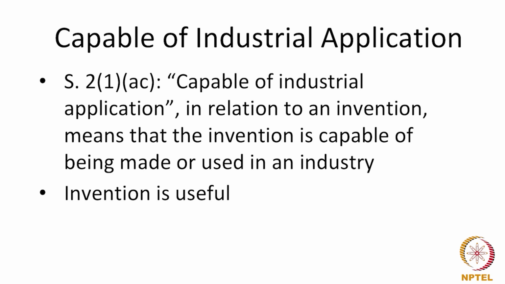Now, capable of industrial application could also bring in an element that an invention, when it is patented, need not be immediately capable of industrial application. It could also be that a person who has filed a patent could make a working model or a working version of his invention sometime in the future. So, there is a prospect theory which says that patents can also cover prospects even before the prospect actually ends up in a working version.